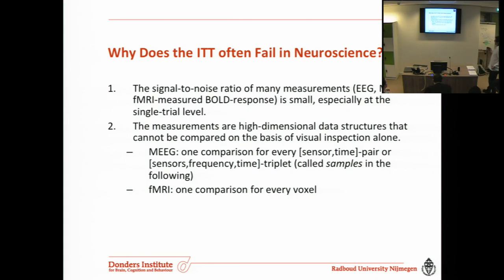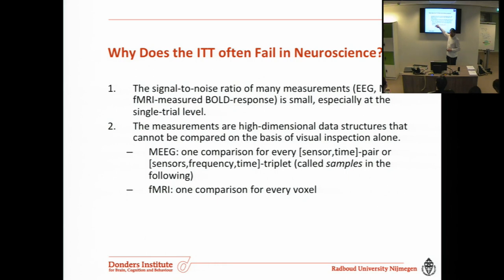Second, the measurements that we obtain in human neuroscience are typically high-dimensional data structures which you cannot compare on the basis of visual inspection alone. Typically, if you measure EEG or MEG, and you do a statistical comparison between two experimental conditions, you have one comparison for every sensor-time pair, if you do this in the time domain, and it becomes even worse if you add a spectral dimension.